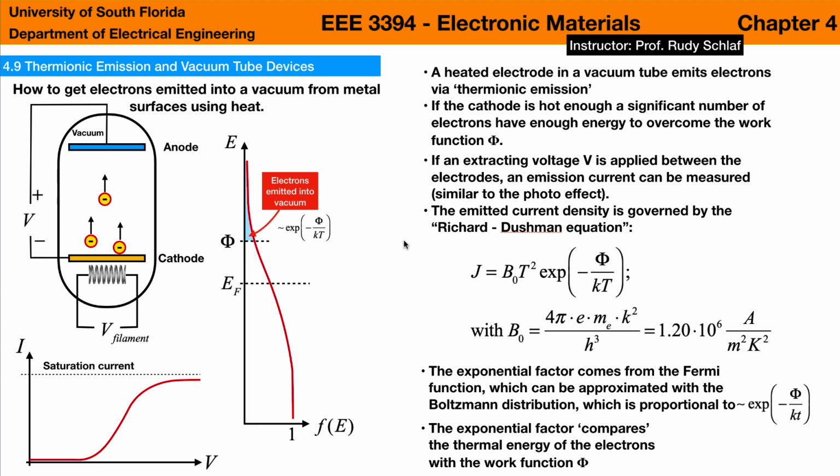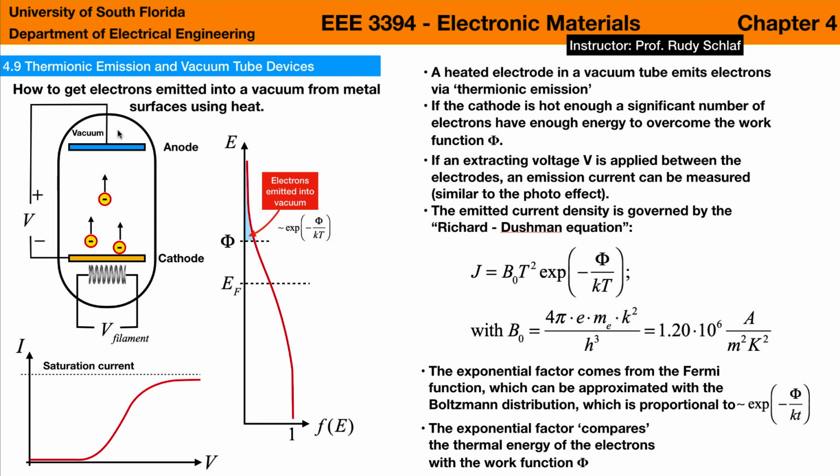The final point I want to make in chapter 4 is thermionic emission and vacuum tube devices. So here we ask the question, how can we get electrons emitted into the vacuum from a metal surface using heat? And I guess you know that by now. If we heat that metal high enough, then we will get enough electrons that have energy to overcome the work function between the Fermi level and the vacuum.